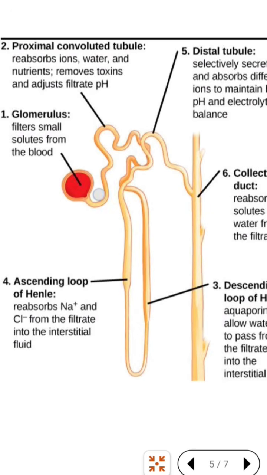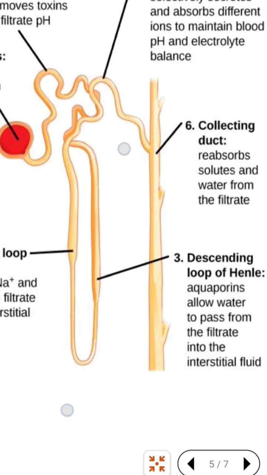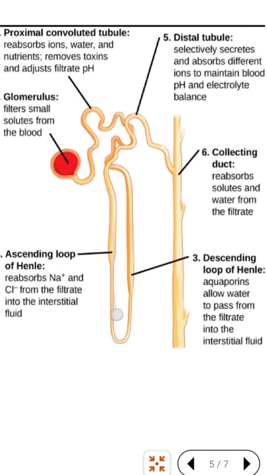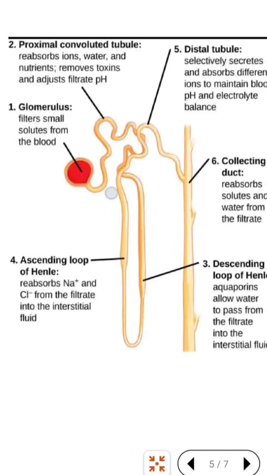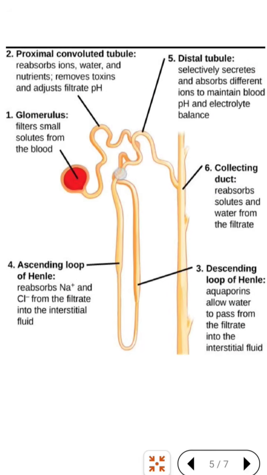First, the proximal convoluted tubule reabsorbs ions, water, and nutrients, removes toxins, and adjusts filtrate pH. Then there is the descending loop of Henle, where lots of aquaporins are present, and they allow water to pass from the filtrate into the interstitial fluid. And this is the ascending loop of Henle, where it absorbs sodium and chloride ions from the filtrate and moves them into the interstitial fluid. And this is the distal convoluted tubule. It selectively secretes and absorbs different ions to maintain blood pH and electrolyte balance.